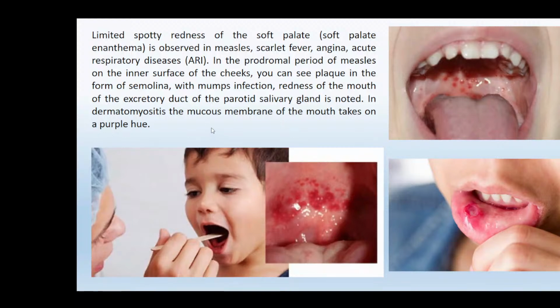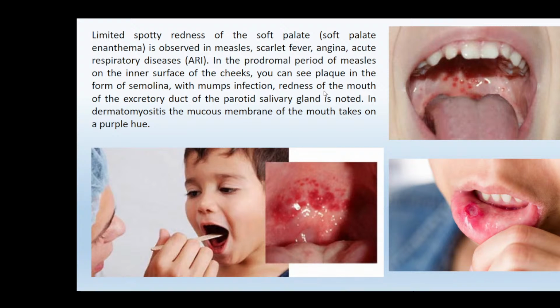Limited spot redness of the soft palate is named enanthema. It is observed in measles, scarlet fever, angina, acute respiratory diseases. In the prodromal period of measles, on the inner surface of the cheeks, you can see plaque in the form of semolina.